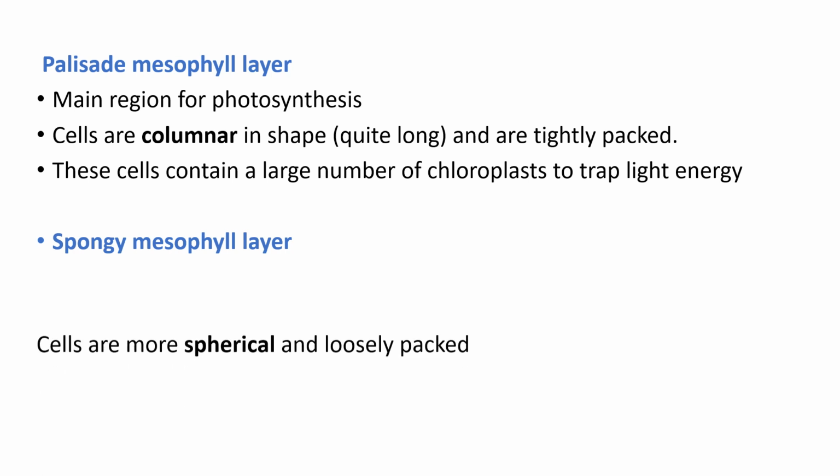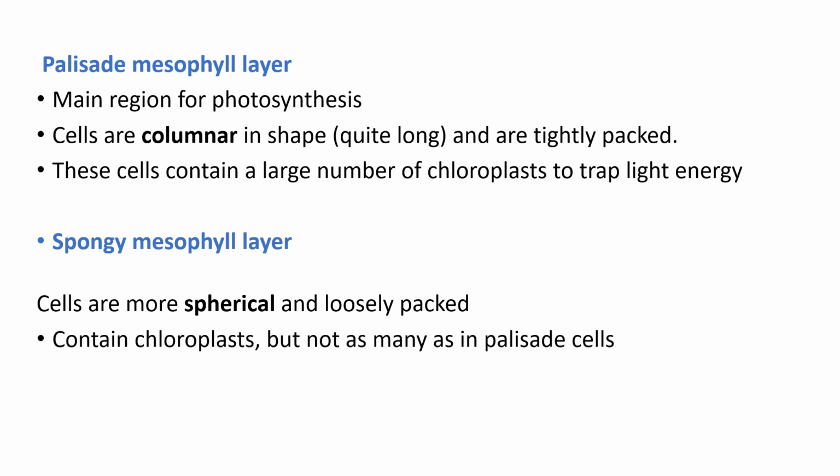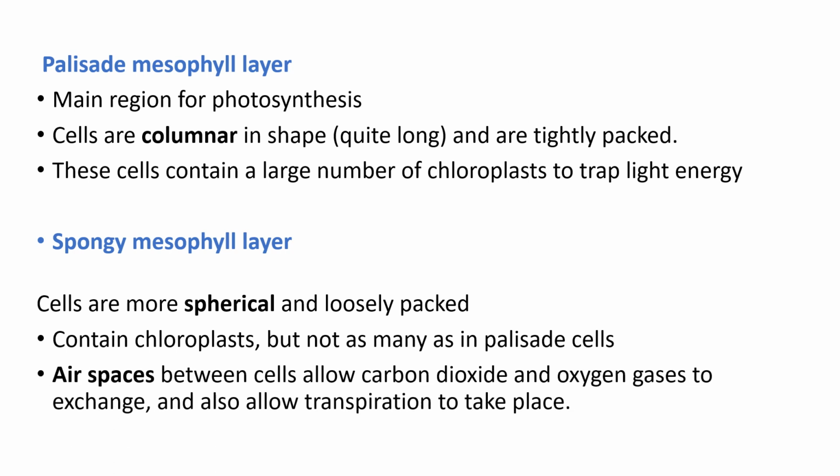Spongy mesophyll layer. Spongy mesophyll layer contains more spherical and loosely packed cells. They also contain chloroplasts but not as many as in palisade cells. The air spaces between cells allow carbon dioxide and oxygen gases to exchange and also allow transpiration to take place.